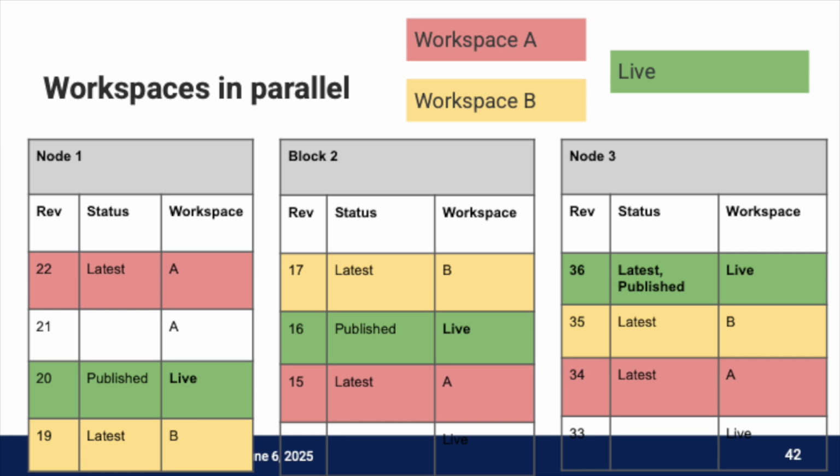So if you're in Workspace A, you view a piece of content, you get that version of that content. If you're in Workspace B, then you get a different version of that content. And same thing, if you're in Live, then you get a revision that is not associated with any of the other workspaces. And any change you make there will be live.